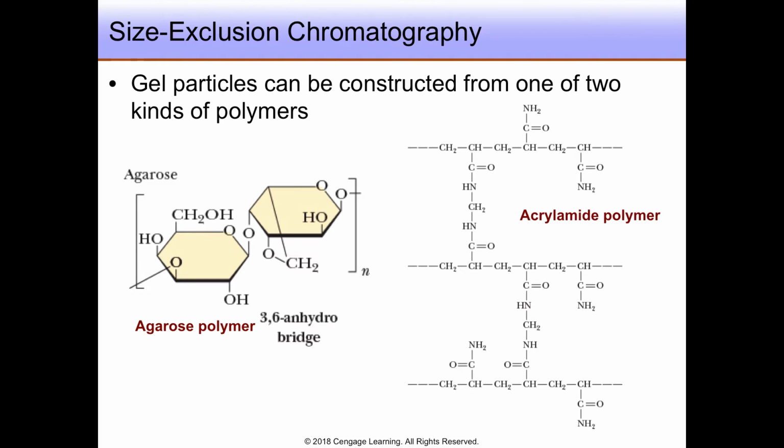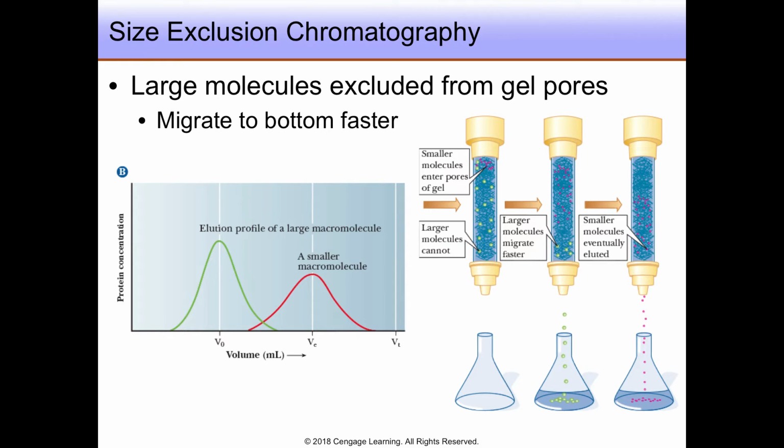Because the gel particles have a certain pore size, any molecules larger than that size are fully excluded from entering the stationary phase. This means that they remain in the mobile phase and move rapidly to the bottom of the column. In the elution profile shown here, you can see that the larger molecules, pictured as green spheres, eluted from the column first.